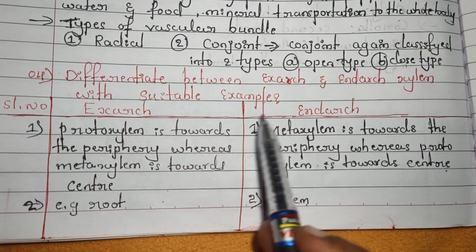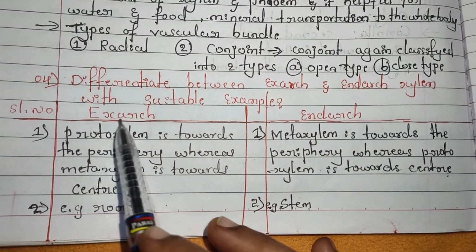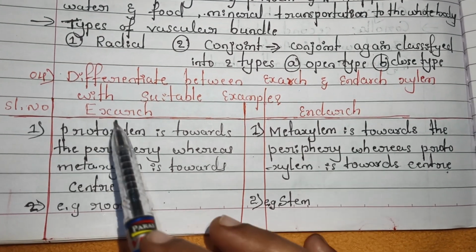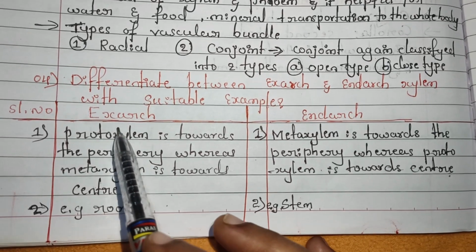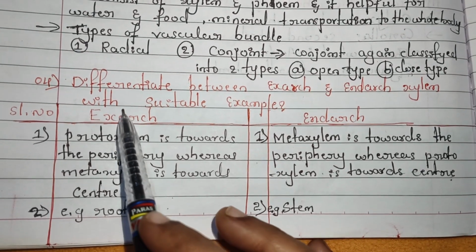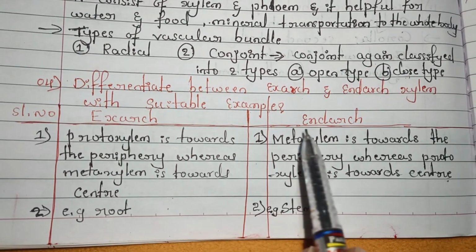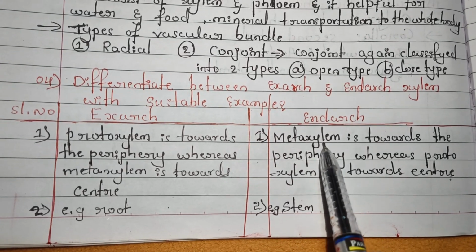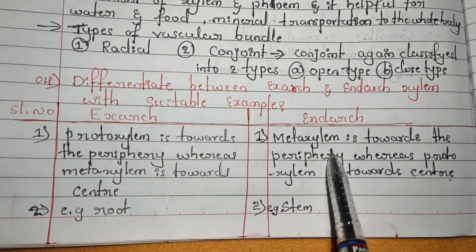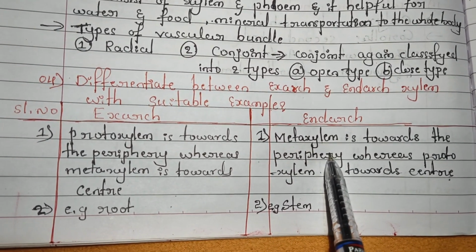You have to remember: exo means outside, endo means inside. Exarch means protoxylem, the small xylem tubes, are present on the outside. Endarch means the large xylem is present at the outside.